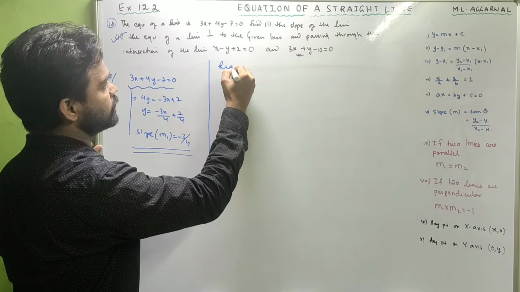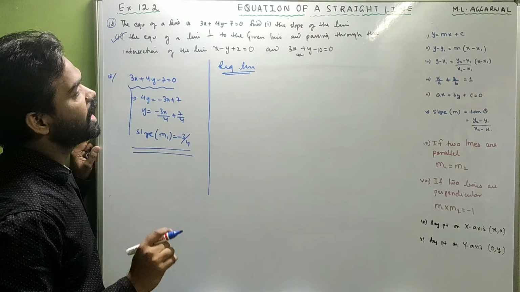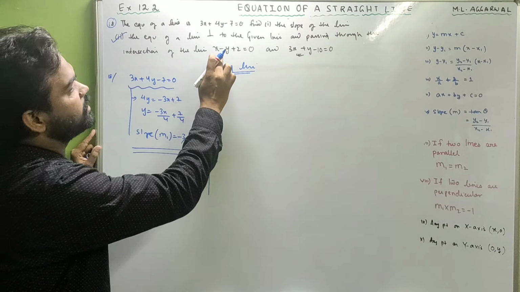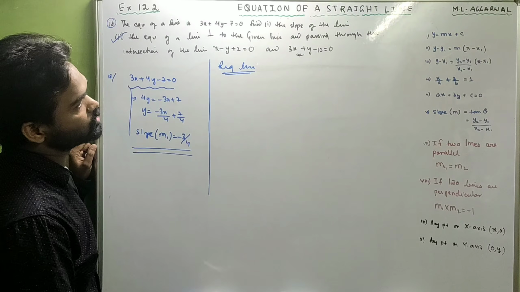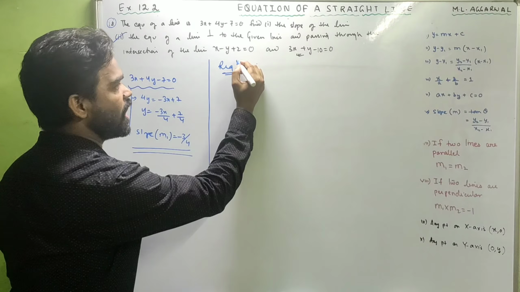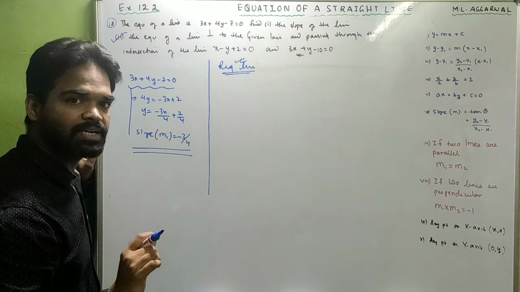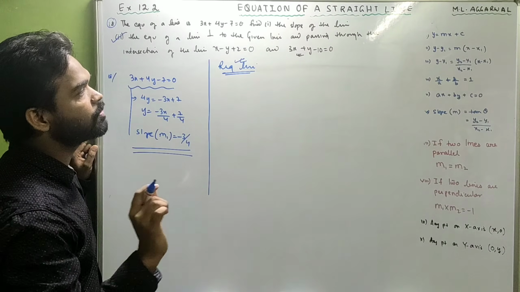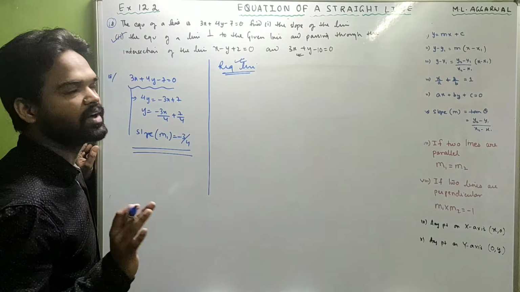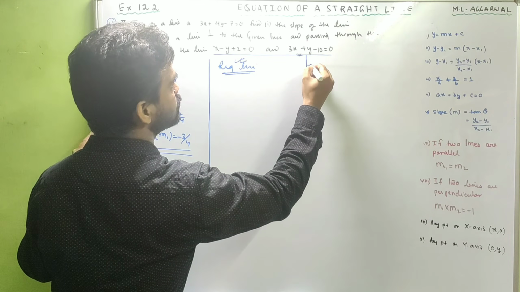Your required line is perpendicular to this, and passes through the intersection of the lines x minus y plus 2 equals 0 and 3x plus y minus 10 equals 0, which means your required line passes through the point of intersection of these two lines. Now our main priority is to get the point of intersection of these two lines. How? Just solve it. We know how to solve it.